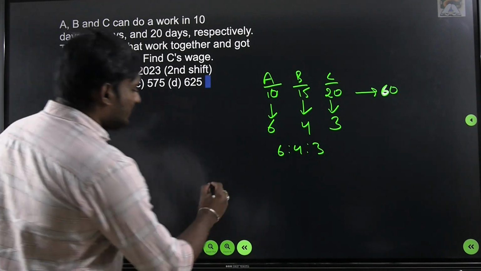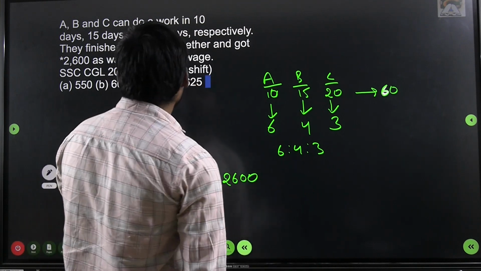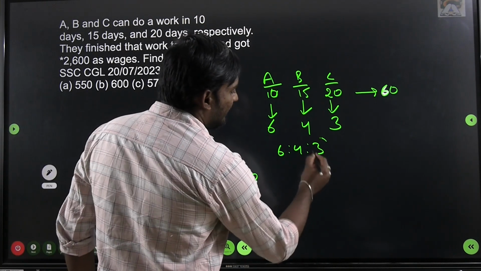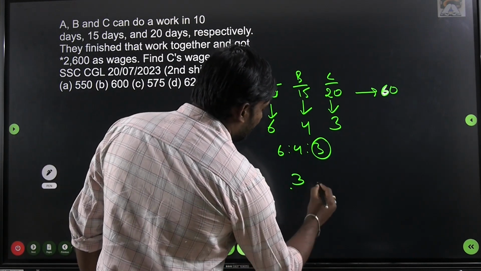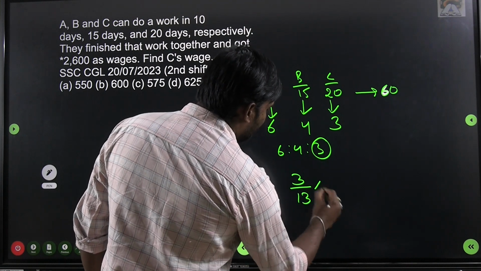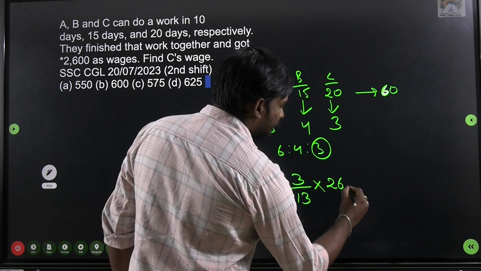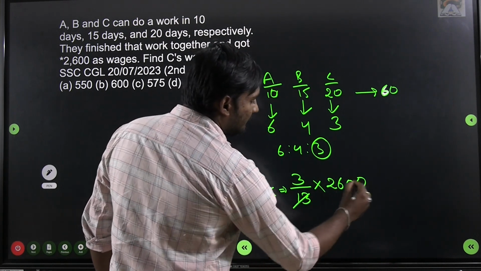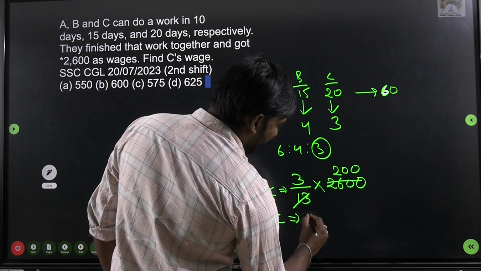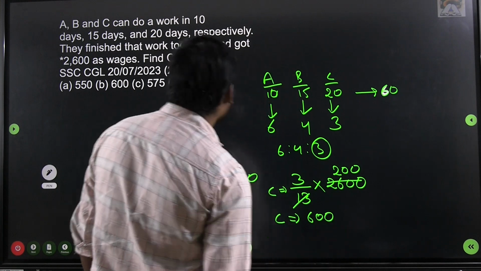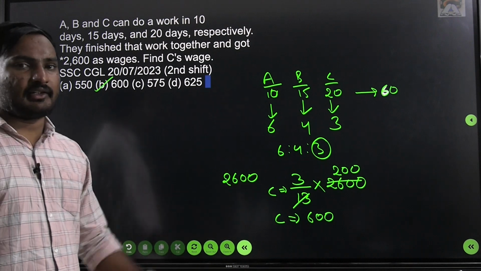The total wages is 2600. We need to find C's wage. C is doing 3 parts out of 13 parts. Total is 2600. 13 ones are 13 200s, so 1 part is 200. The C's wage is 600.